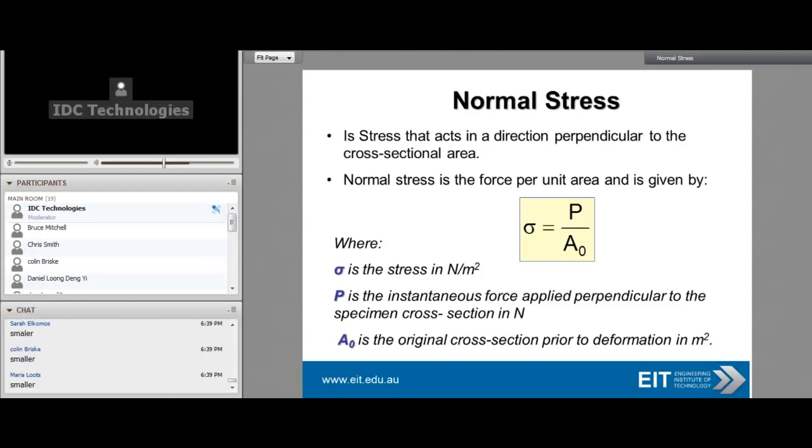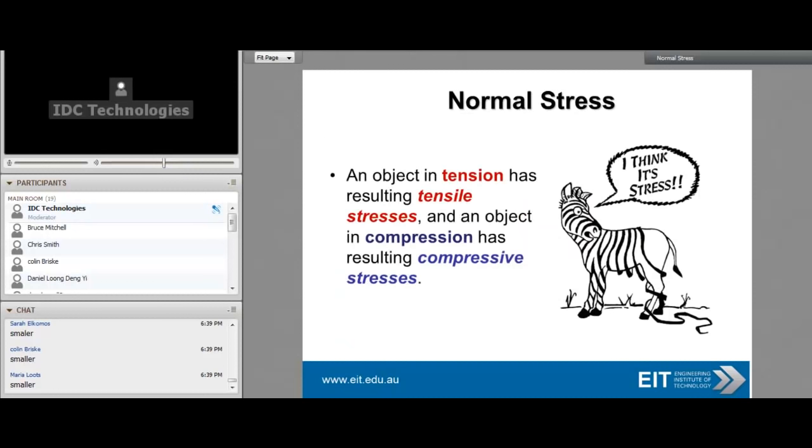So if we talk about normal stress, it is the force per unit area, that's P, divided by the cross-sectional area, A naught. And sigma is the stress in newtons per square meter. So P must be in newtons and area must be in square meters. Wow, tough maths.